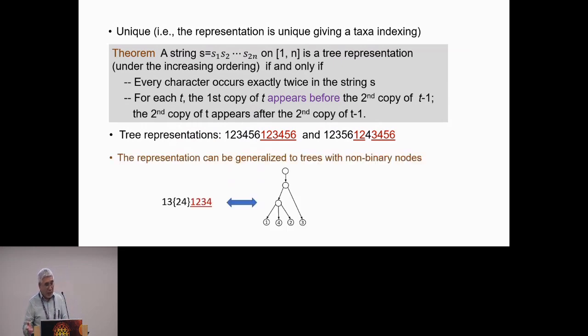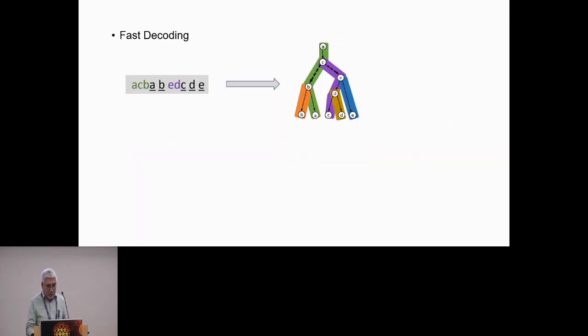We can also generalize this to non-binary trees. For a non-binary tree, each internal node is represented by a subset of the taxa. It's still unique, and each character still appears twice. It can also be generalized to a class of networks. So you see, this representation is quite efficient.